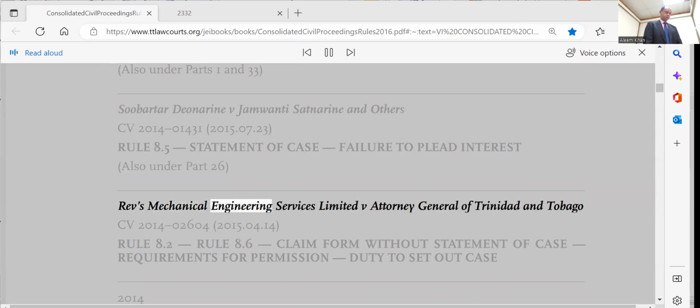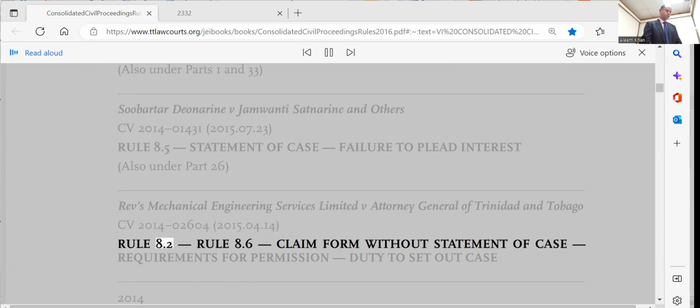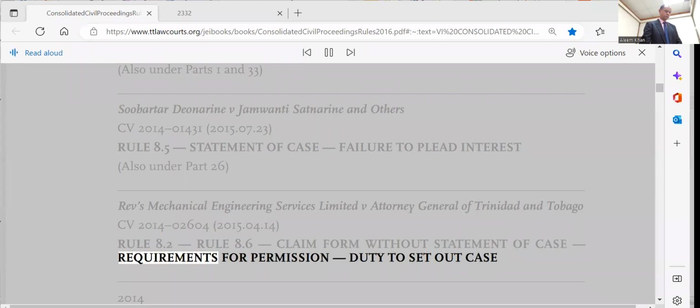Revs Mechanical Engineering Services Limited v. Attorney General of Trinidad and Tobago, CV 2014-02604, April 14, 2015. Rule 8.2, Rule 8.6, Claim Form without Statement of Case, Requirements for Permission, Duty to set out case.